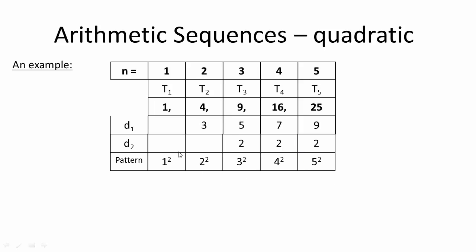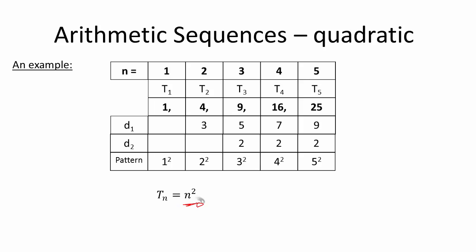Now we found ourselves a bit of a pattern. If we take n and we square it, we get 1. If we take n and square it again, we get 4. If we take n, 3 squared, we get 9, and we find that this is a pattern. So from here we can figure out what this formula is for this example. And we find that the general formula for this example only is n squared.